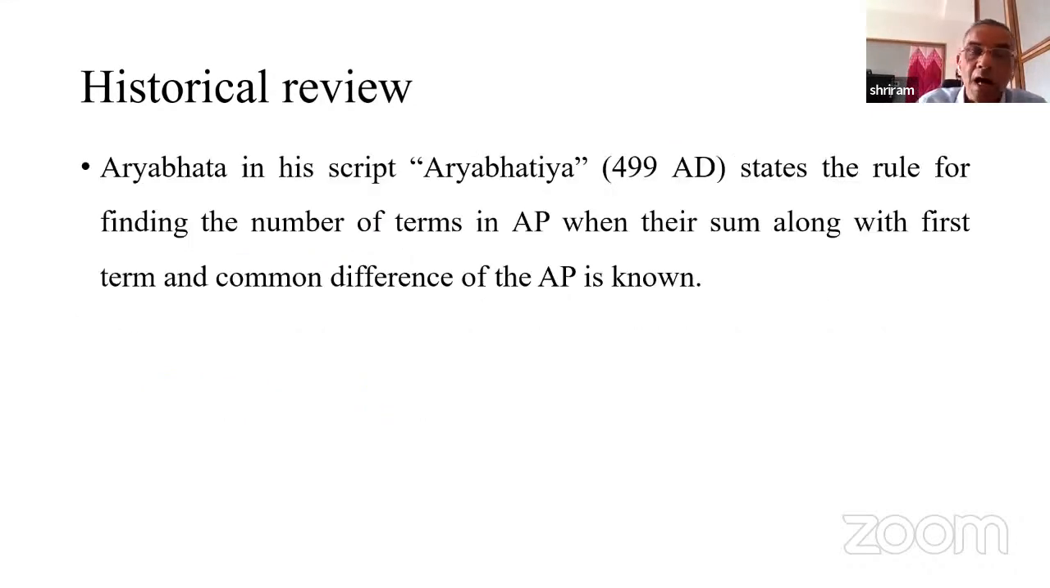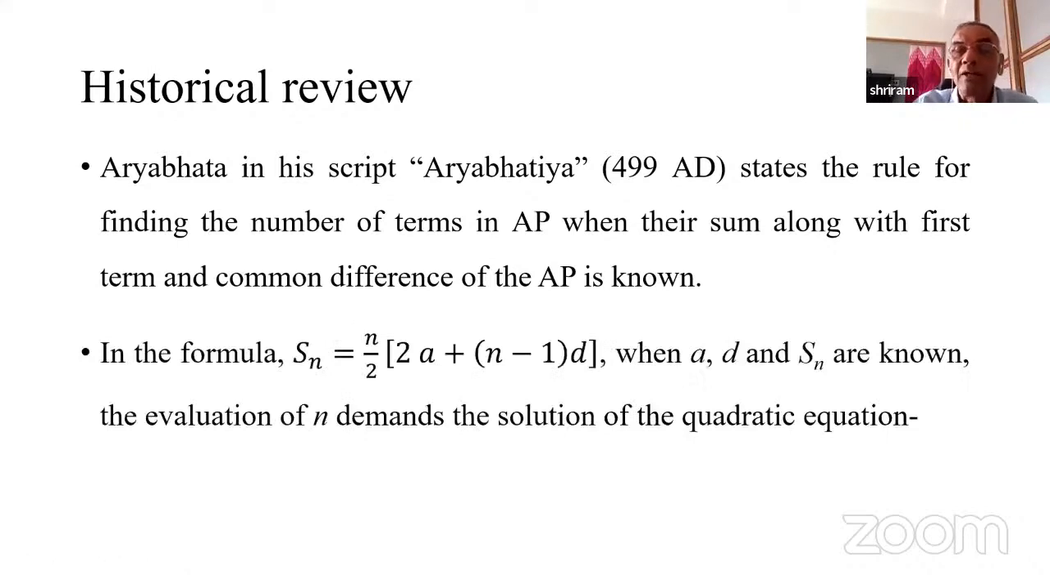Now then, Aryabhata has written a script, we all know, Aryabhata, in 499 AD. This particular script has 33 verses on Ganita as the Ganita Pada, and in one of the verses, he has given the rule for finding the number of terms in an AP when the sum is given. The first term and common difference of the AP are known. So the problem is like this. I have a formula, Sn equal to n by 2 into twice a plus n minus 1 d, for finding the sum, no doubt, where a, d and n have usual meanings.